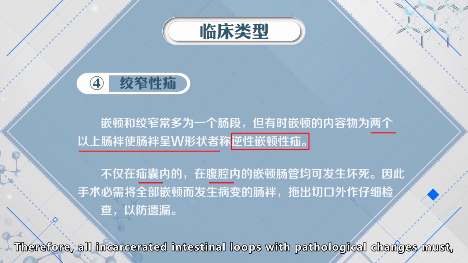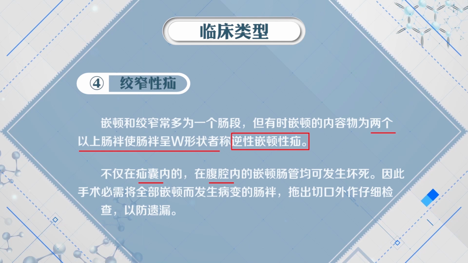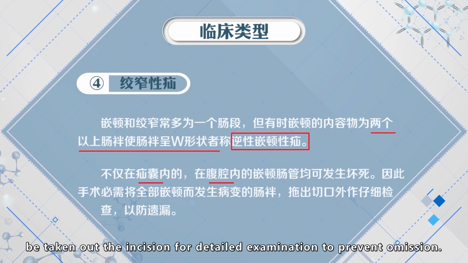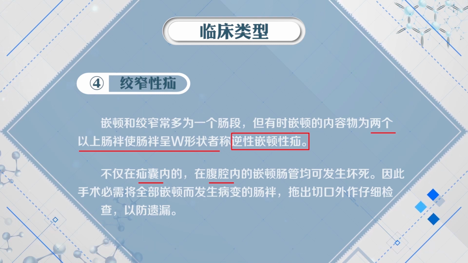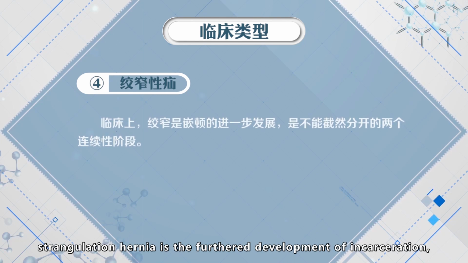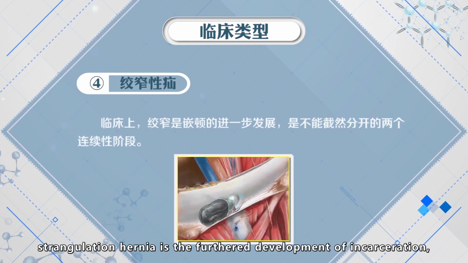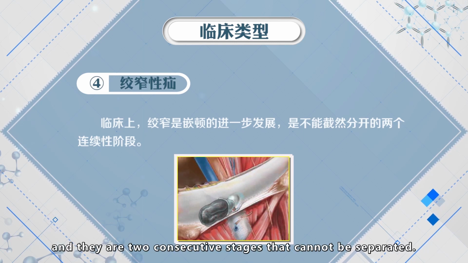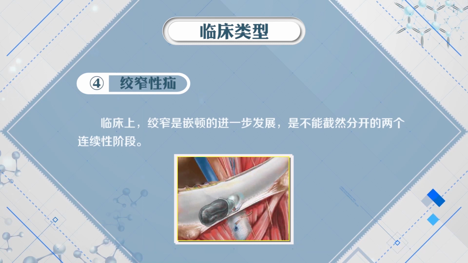Therefore, incarcerated or strangulated intestine with pathologic changes must, during an operation, be taken out of the incision for detailed examination to prevent omission. Clinically, strangulated hernia is a further development of incarceration, and there are two consecutive stages that can't be separated.